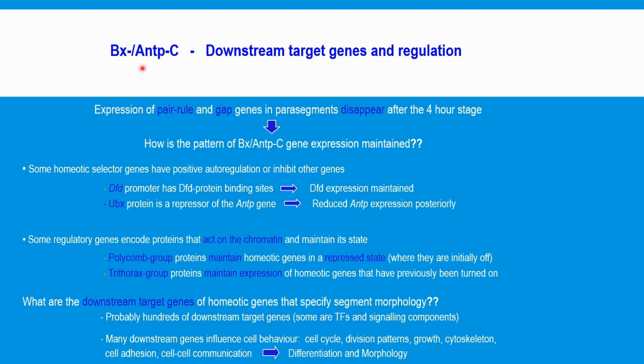So now just a few words to wrap this up on bithorax and Antennapedia complex regulation, and a little bit on target genes.